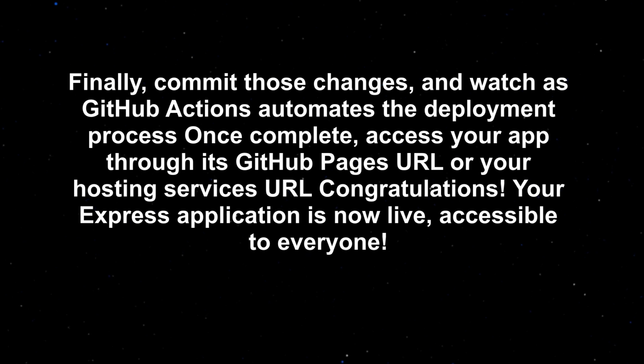Finally, commit those changes and watch as GitHub Actions automates the deployment process. Once complete, access your app through its GitHub Pages URL or your hosting service's URL. Congratulations! Your Express application is now live, accessible to everyone.